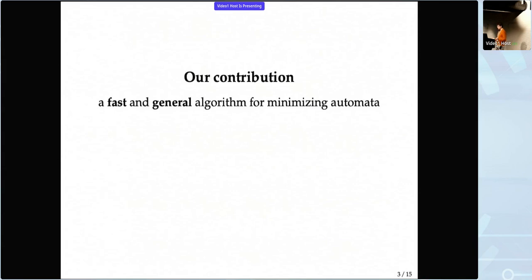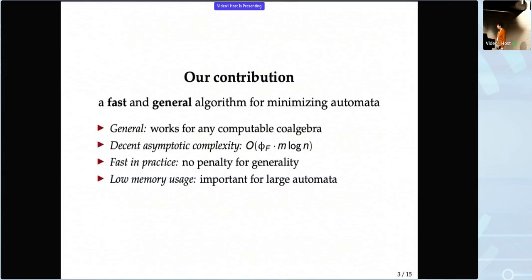Yeah, okay. So what is the contribution of this paper? It's a fast and general algorithm for minimizing automata. And what do I mean by that? It's general in the sense that it works for any computable coalgebra. So computable here means that you can compute the functor operation in a certain sense. And we also need to be able to determine the predecessors of a state. It has decent asymptotic complexity, so it has complexity m log n, where m is the number of edges and n is the number of states. And we have an additional factor phi of f, depending on how long this functor operation takes.